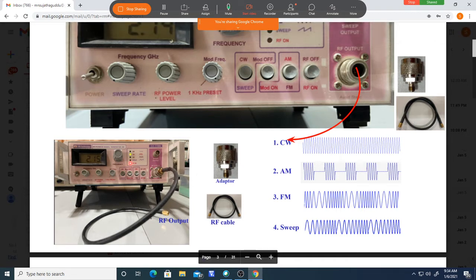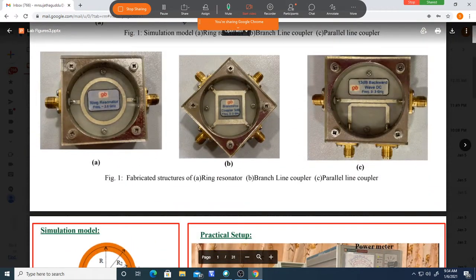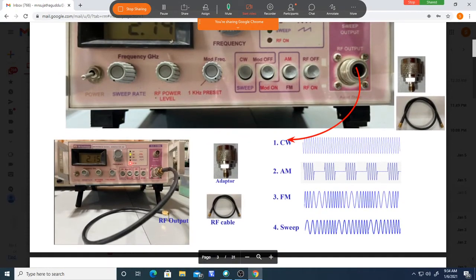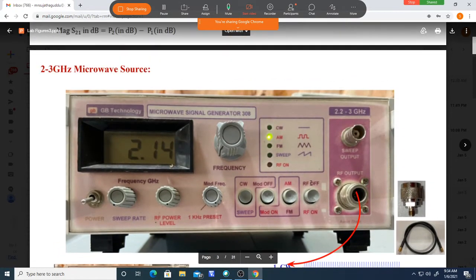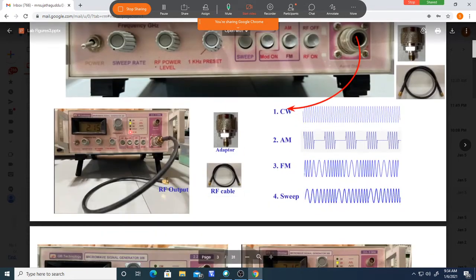This cable is a coaxial cable again. And this connector of the adapter should be connected to our device. See here, to this, you should connect this point. Then we can vary the frequency from 2.2 to 3 gigahertz. Anyway, output is available from here.